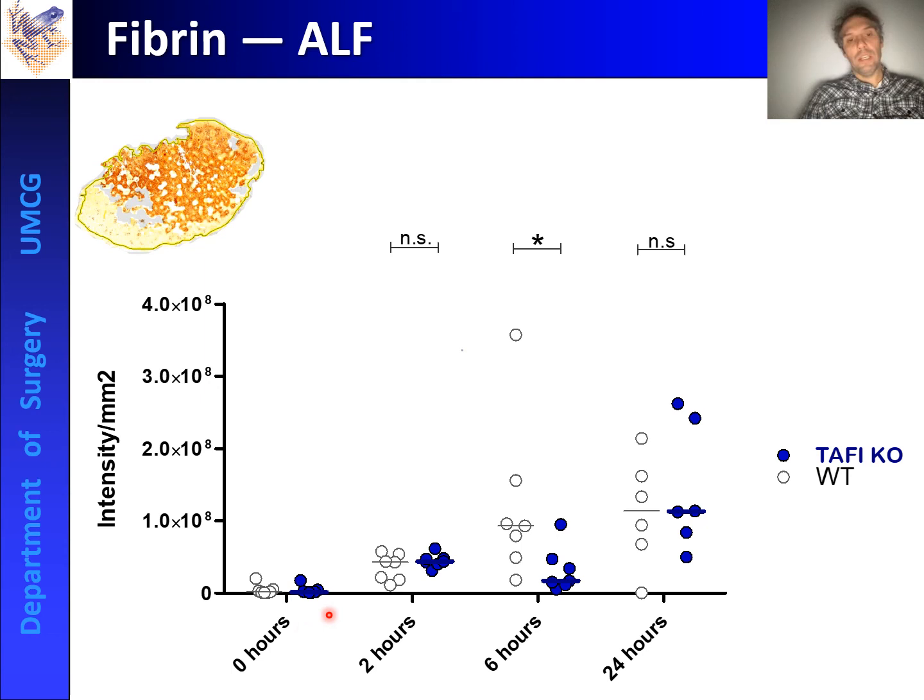So if you look here, at 0 hours there's no difference between the groups, at 2 hours also no difference, but indeed you can see that there's less fibrin deposition in the TAFI knockout mouse compared to the wild type. And at 24 hours there's no difference anymore between the groups.